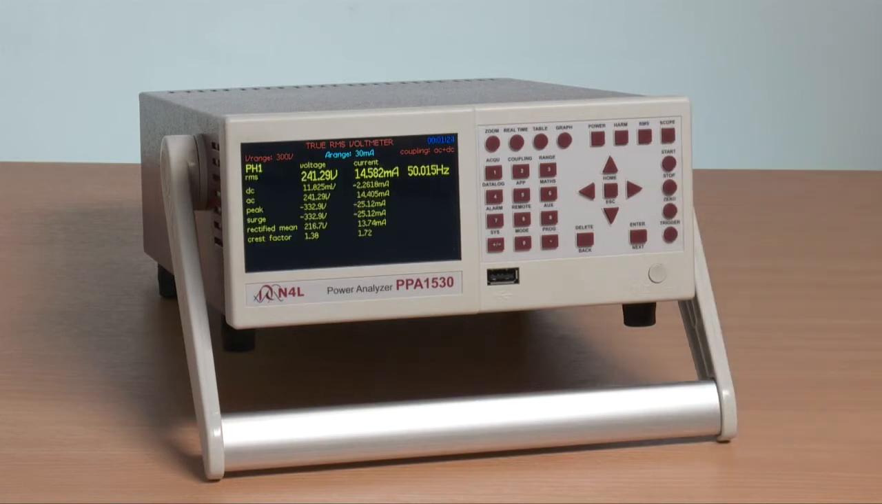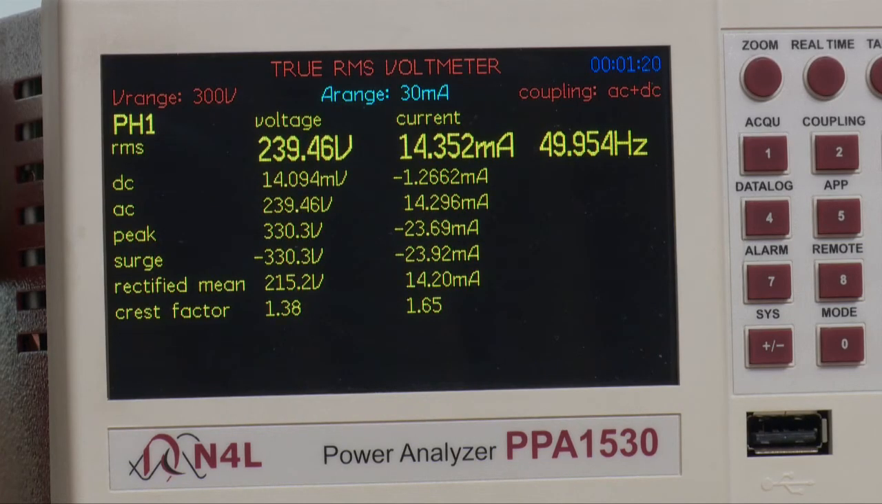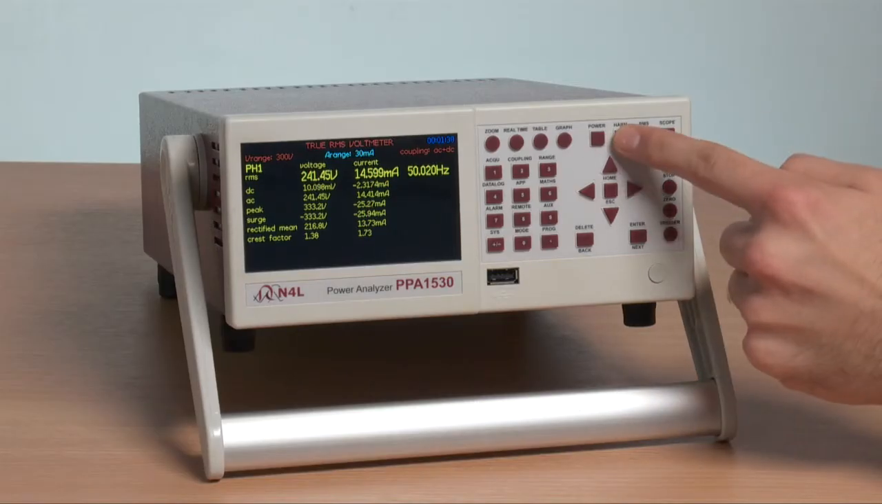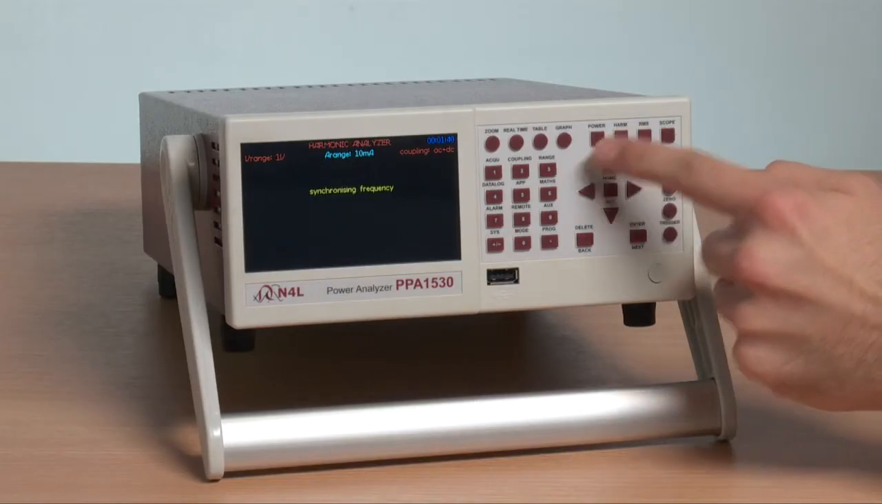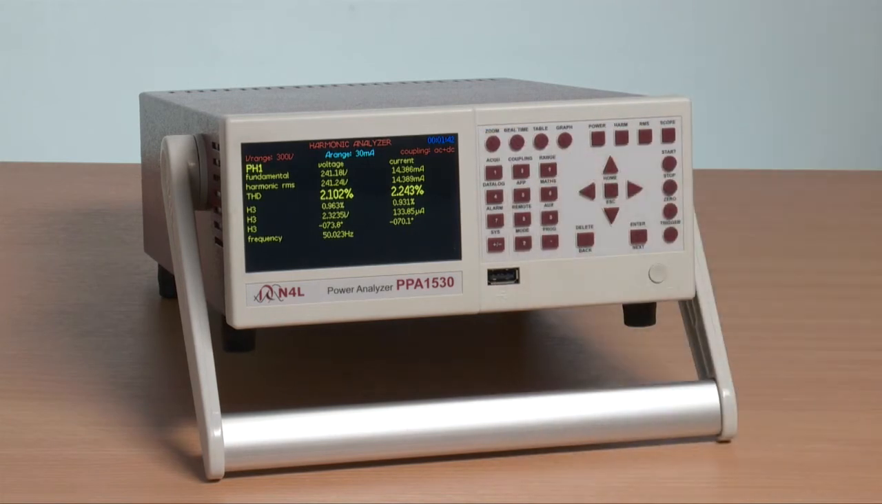There is an RMS button, which will show all the RMS components plus the DC, AC, peak, surge, rectified mean and crest factor of voltage plus current and frequency. Harmonic analysis, again in a single button press, will show the harmonic distortion of the voltage plus the current, plus the primary harmonic components.